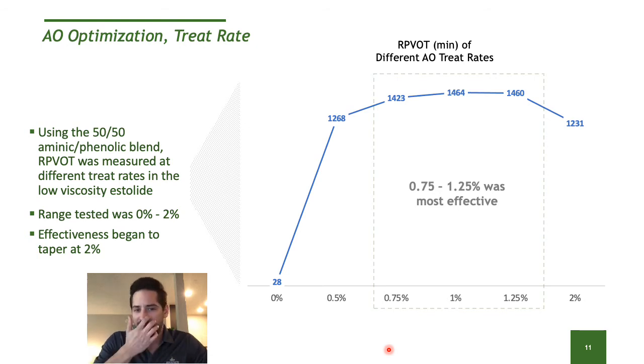These results here are actually really close to one another: 1,423 minutes, 1,464, 1,460. So really anywhere in this range is effective. We decided to move forward with 1%. So 1% is typically what we use now in our formulations.